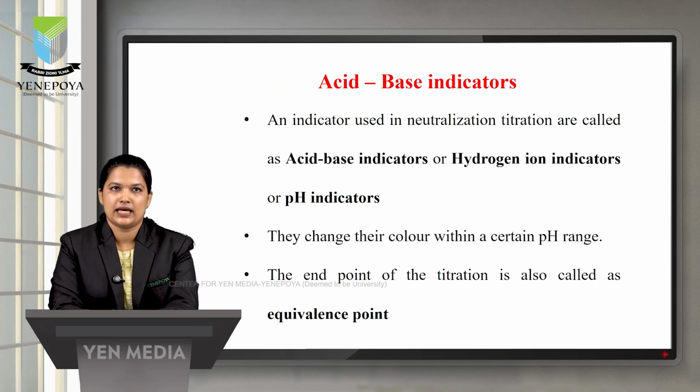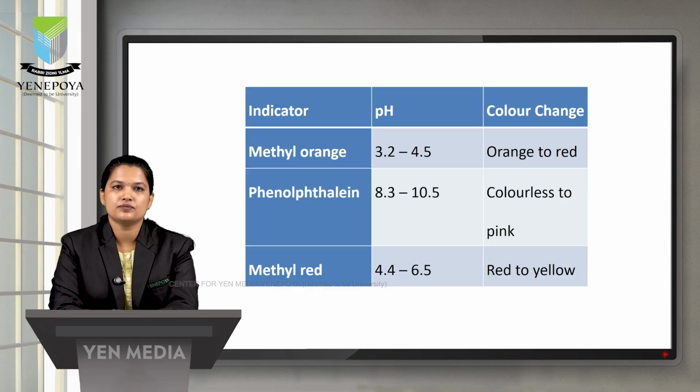Next, acid-base indicators. These indicators, mainly used in neutralization titration, are called acid-base indicators, hydrogen ion indicators or pH indicators. They change color within a certain pH range, and the endpoint of this titration is called the equivalence point.